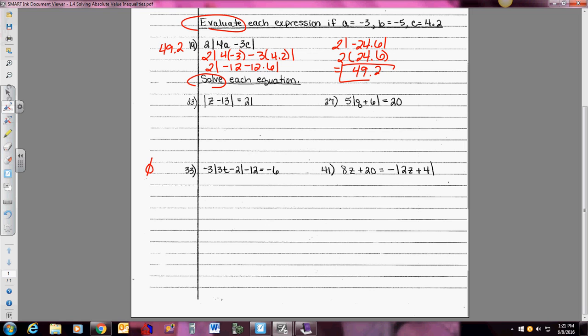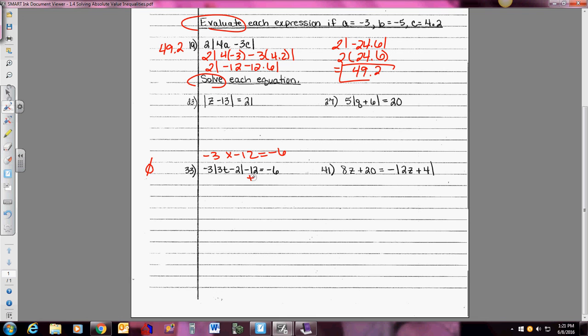Do you know which one we need to get rid of first, the negative 3 or the negative 12? If this problem said negative 3x minus 12 equals negative 6, you understand that I could pretend it said that in my head, right? I replaced this absolute value with an x, and I'll deal with it later. What would you do first there? You would add the 12 and divide by the negative 3, right? It's the same thing.